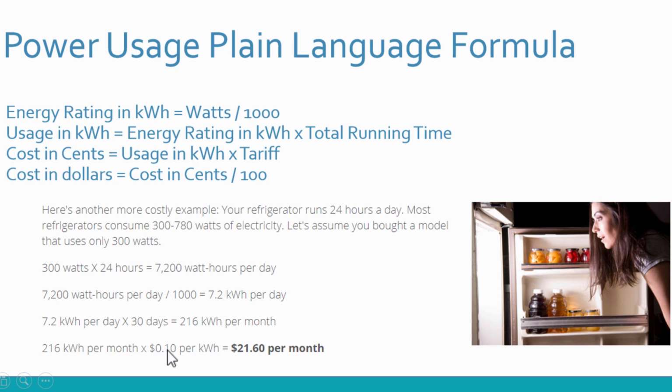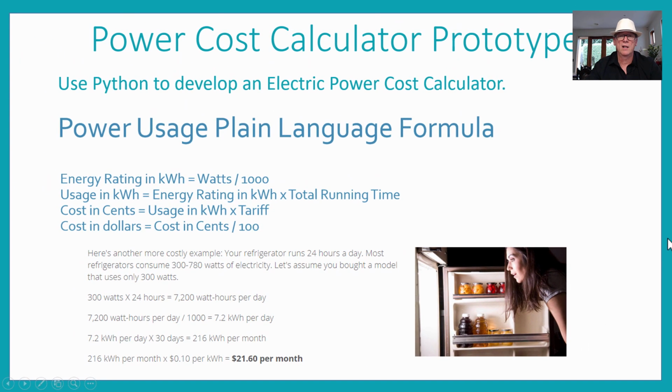Now, the electricity provider here looks like a very cheap one. They're only charging 10 cents a kilowatt hour, which is phenomenally cheap. And that'll mean $21.60 a month. That's how much it's actually costing you to have your refrigerator on and run it.